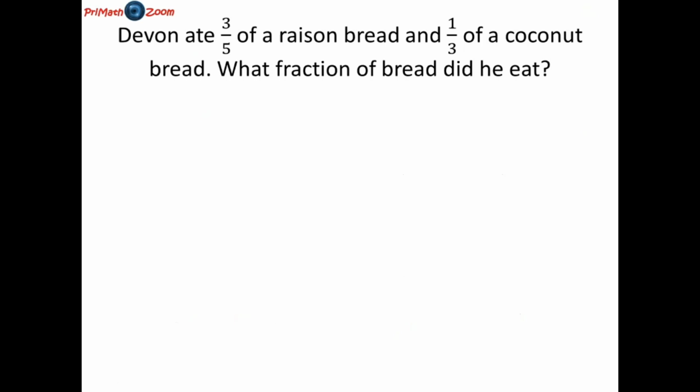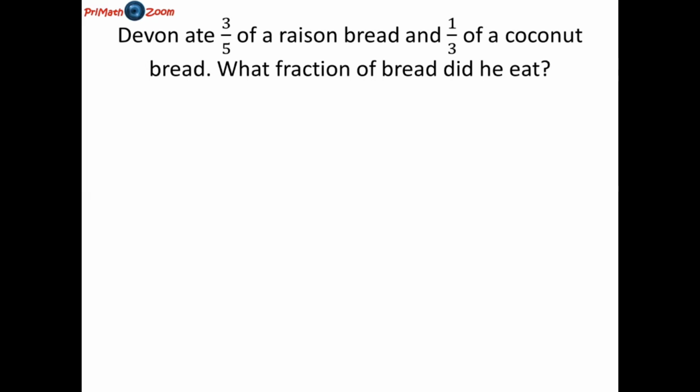Devon ate 3/5 of a raisin bread and 1/3 of a coconut bread. What fraction of bread did he eat? Remember now, a fraction is an equal part of a whole. So let's remember that when we're working our problems.